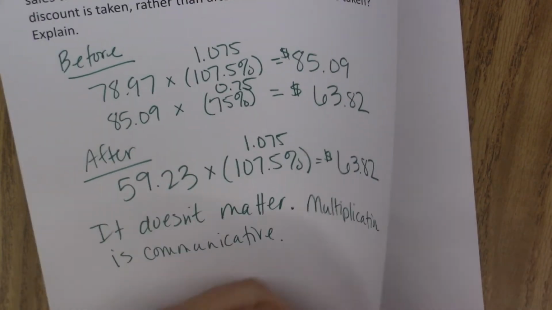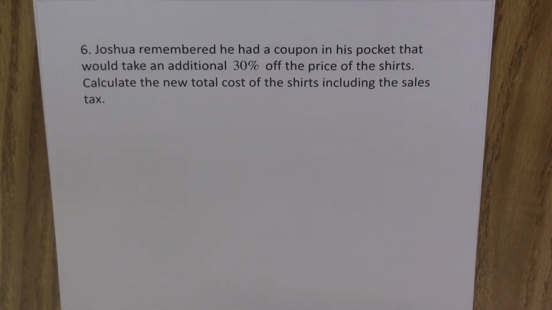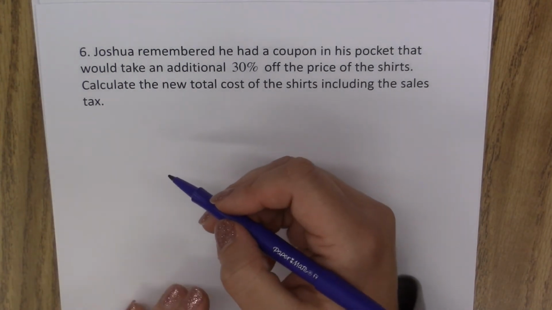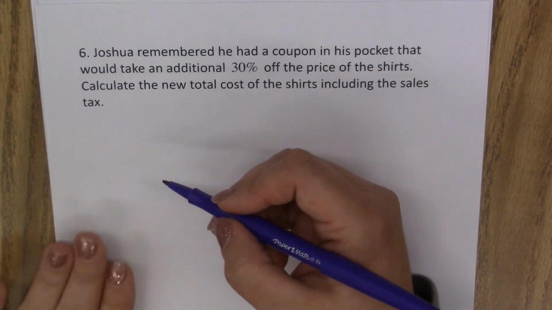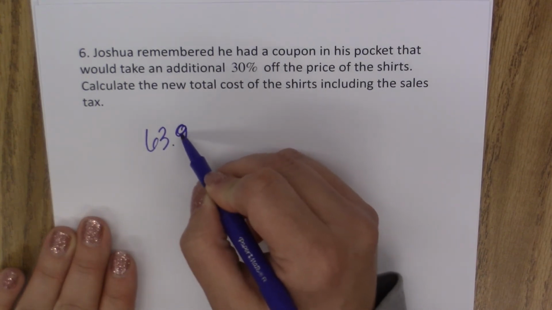Okay, let's look at number 6. It says Joshua remembered he had a coupon in his pocket that would take an additional 30% off the price of the shirts. Calculate the new total cost of the shirts, including the sales tax. So we're going to use our total from the question before, after we did the tax and the 25% off. So we had a total of $63.82.